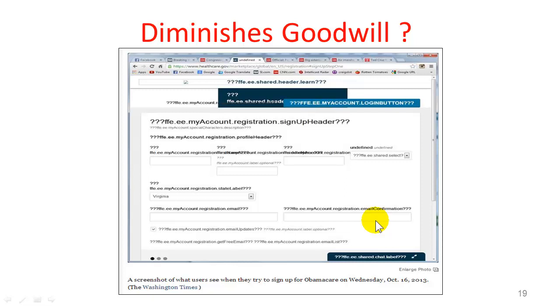This is actually a screenshot from healthcare.gov from October 2013. And that was a very serious situation. A lot of people had a lot of problems because there was not enough user testing.